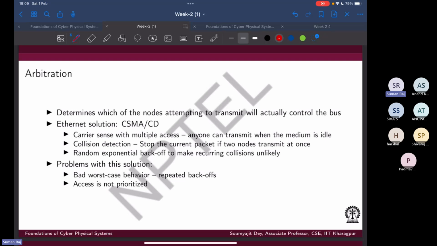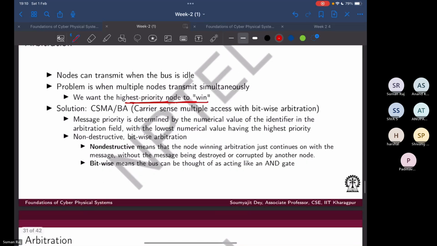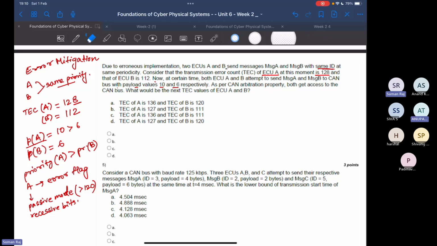There is a collision detection. Priority is definitely by this identifier that is there. So maybe I should not write this priority. I should just write that since the payload of this one is high, this one is detecting the error first. A detects error before B.